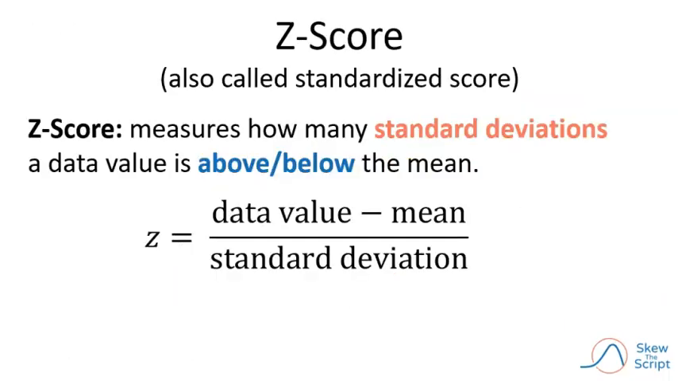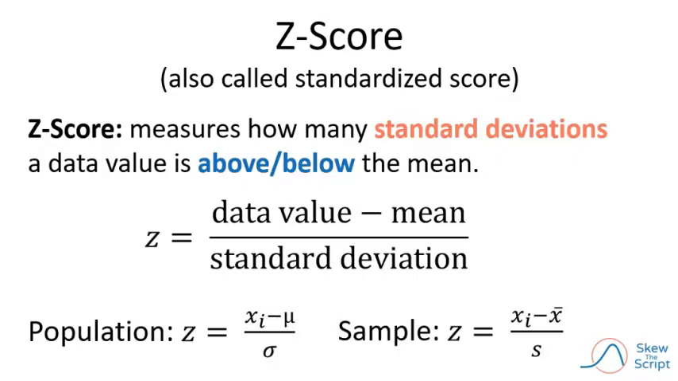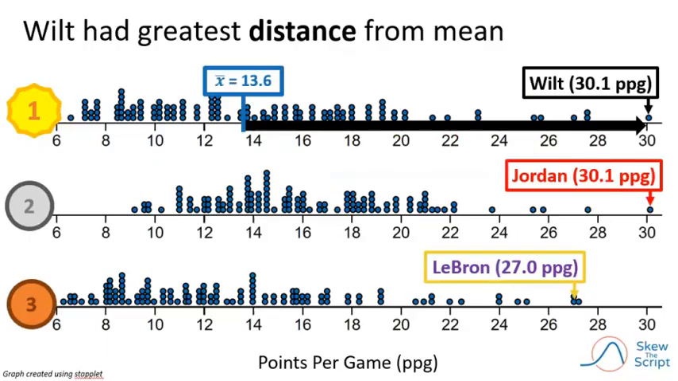So that's our general formula. Now, if we are working with a population, the x of i represents the individual score, the mu is the population mean, the sigma is the population standard deviation. If we were working with a sample, it's the same formula, except we're using an x bar for the sample mean and an s for the sample standard deviation.